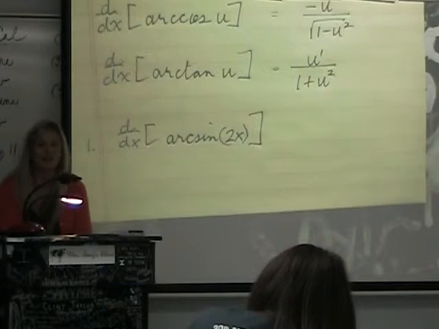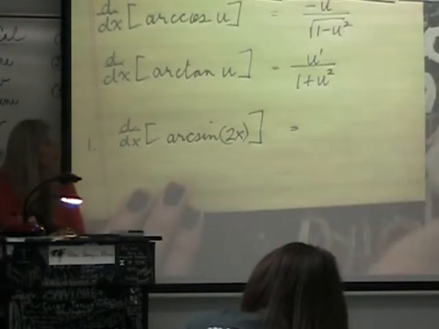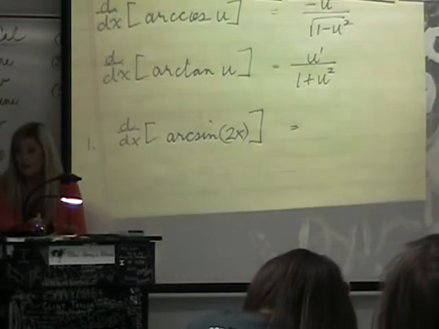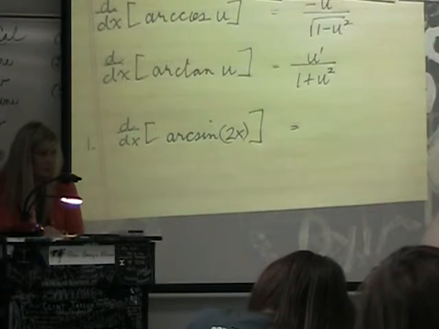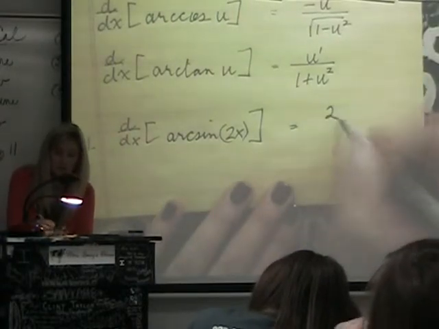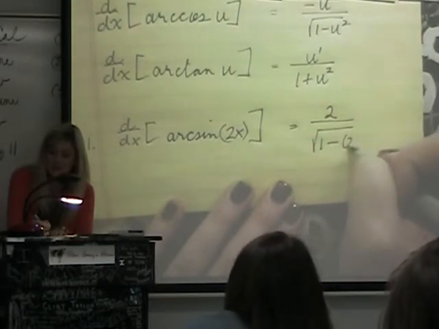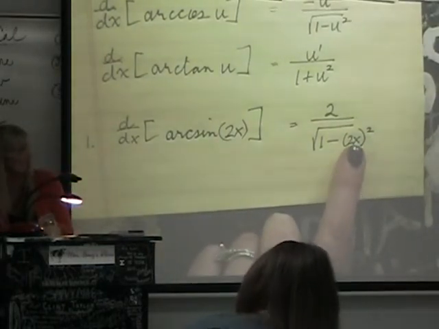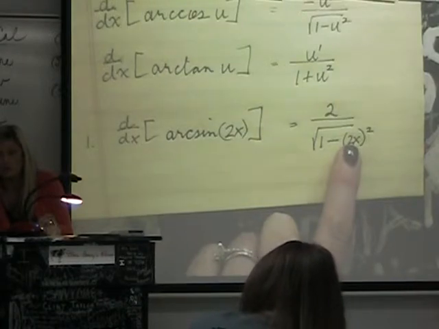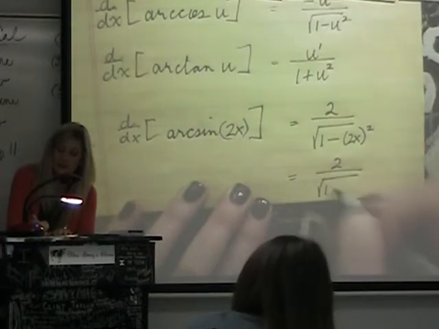So in this case, my u is what? My u is 2x. So if I go to substitute into my formula, u prime is just 2, so that's going to go in the numerator of the fraction. So 2 over the square root of 1 minus, we just said u was 2x. Make sure you put that in parentheses and then square it, because not only do you have to square the x, but you also have to square the 2. That's important. So answer, 2 over the square root of 1 minus 4x squared.